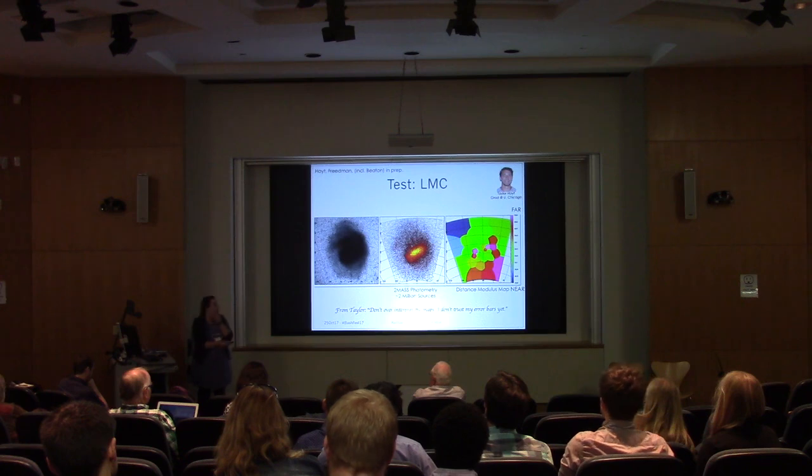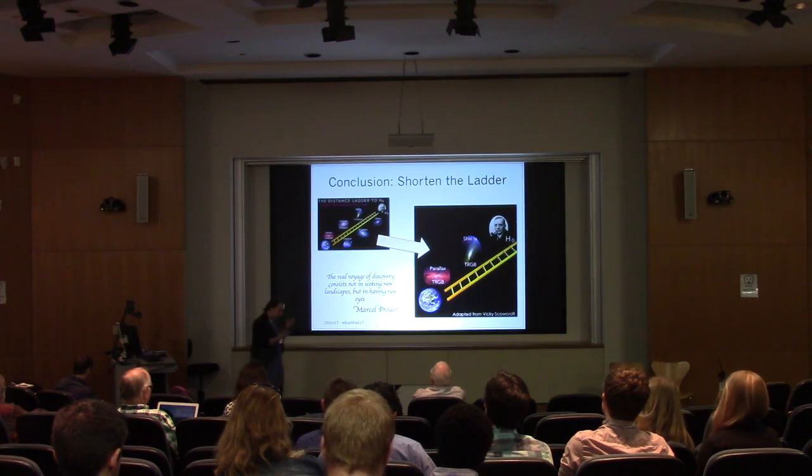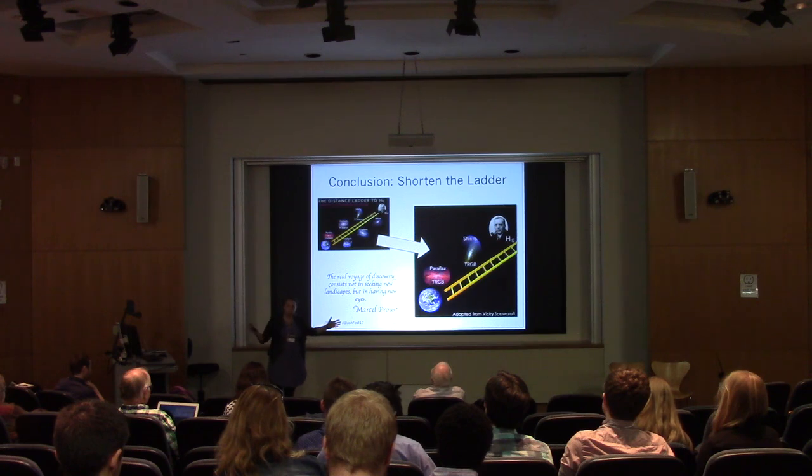This is pretty powerful. And so in conclusion, what we're trying to do is get to 1%. We have to shorten the ladder so that there are fewer error terms, but we also have to open up the ladder so we can access every supernova possible.